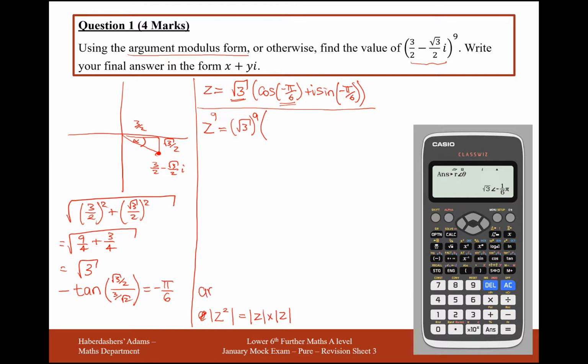But for argument, that's a little bit more tricky. The rule for argument, if you're finding the argument of z squared, is to add together your arguments. So arg of z, add arg of z. And you can imagine here what would happen if we had 9 as a power. You'd add together 9 lots of these arguments of z. So this would actually be cos of 9 times minus pi by 6. So minus 9 pi by 6, add i sine minus 9 pi by 6.